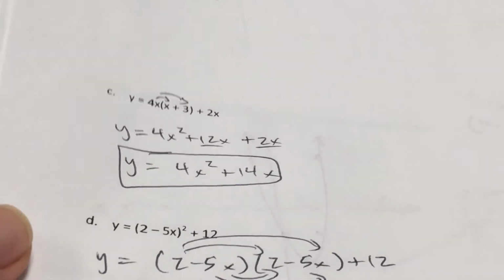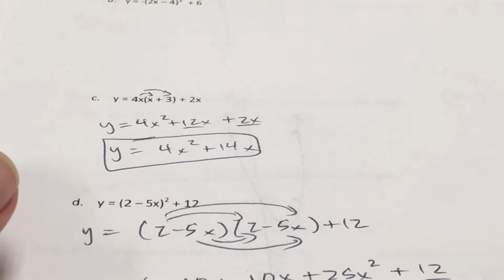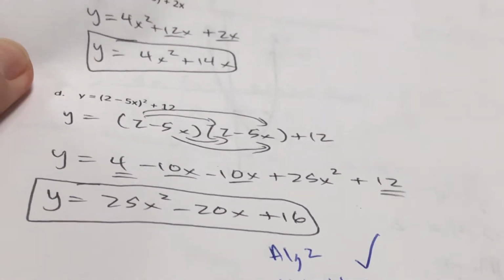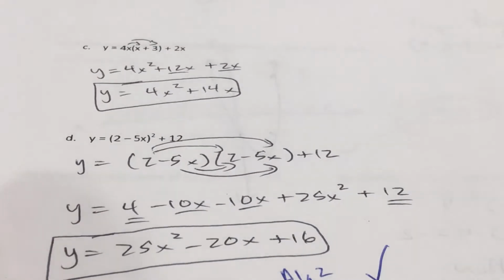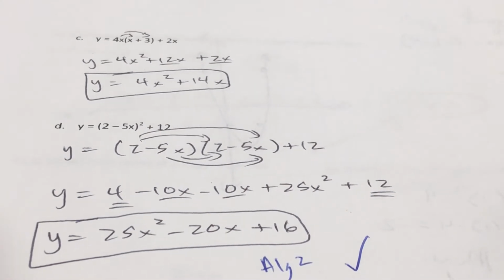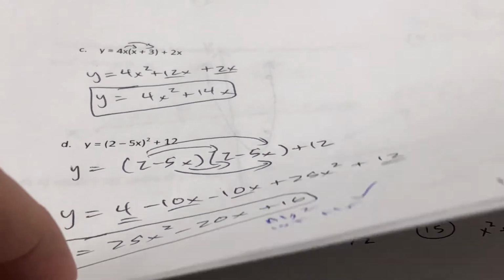All right, so probably a page we would have done in class. Just write each function in standard form, ax squared plus bx plus c. Just distribute, combine like terms. On D, we're going to FOIL, right? 2 minus 5x twice. Again, would have showed some of you guys the trick, how to do that quickly. Then add 12, and that is standard form.